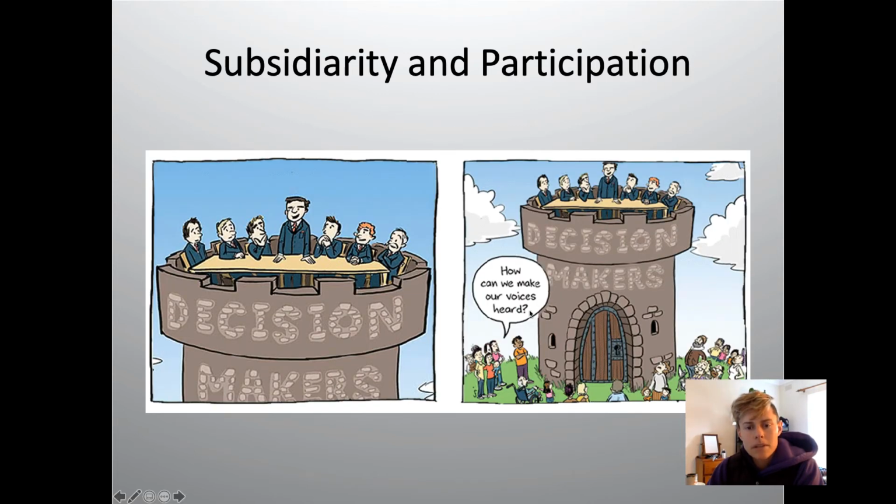So let's see this in picture form. What this image is really bringing home is the necessity of bringing people on the lawn up to where the decisions are being made. This idea of equitable voice, especially when decisions impact the people who are excluded.